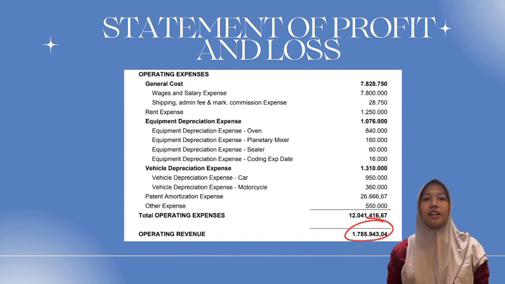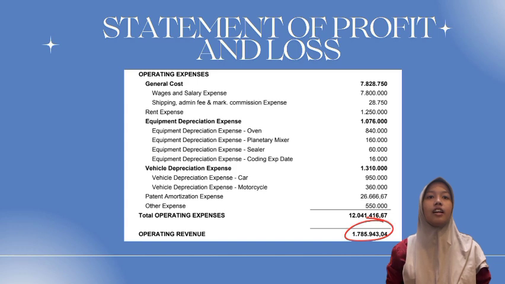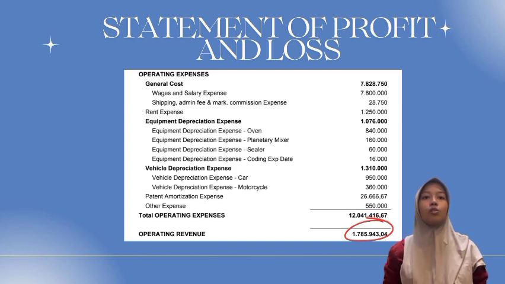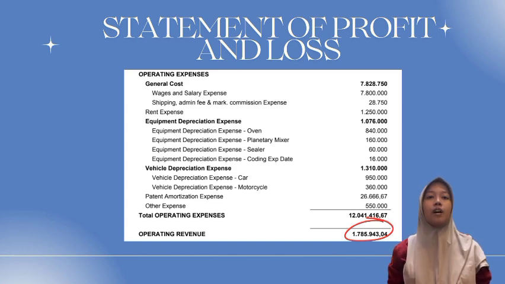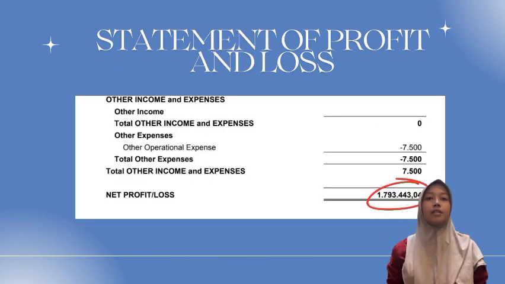Looking at our operating expenses, the total came to 12 million. The largest component is wages and salaries at 7.8 million, followed by equipment depreciation, including the oven, planetary mixer, and sealer, totaling 1 million, then vehicle depreciation at 1.3 million, rent at 1.2 million, and patent amortization at 26,000. These expenses are quite significant relative to our business scale, leaving us with an operating income of only 1.7 million. After accounting for other income and expense, our final net profit is 1.7 million.